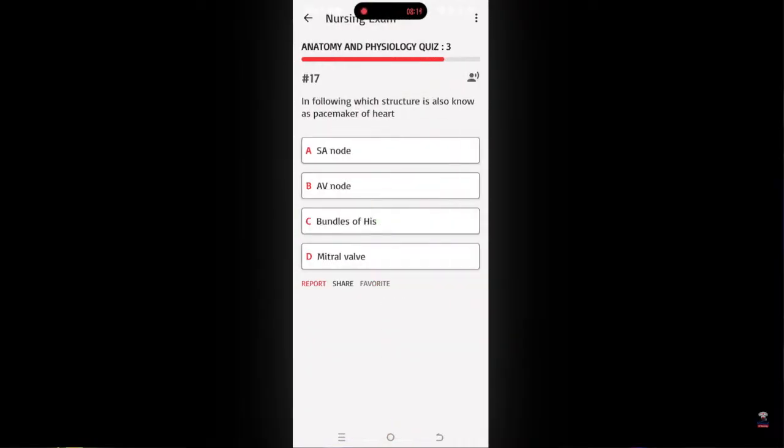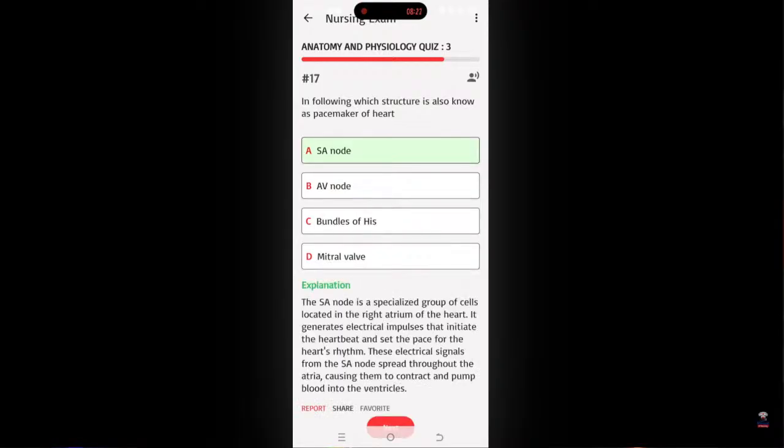Which of the following structures is also known as the pacemaker of the heart? A. SA node, B. AV node, C. Correct answer. The SA node is a specialized group of cells located in the right atrium of the heart. It generates electrical impulses that initiate the heartbeat and set the pace for the heart's rhythm. These electrical signals from the SA node spread throughout the atria, causing them to contract and pump blood into the ventricles.